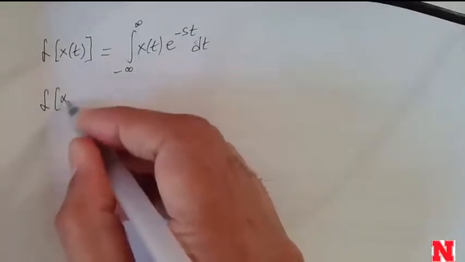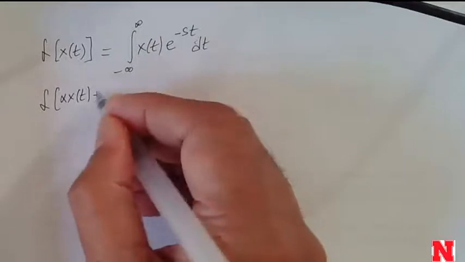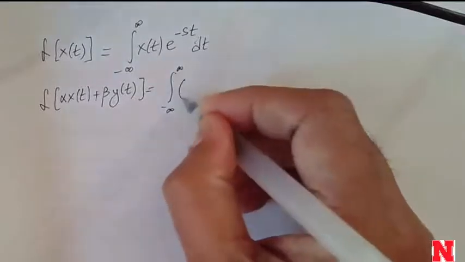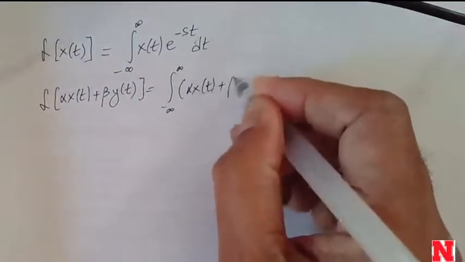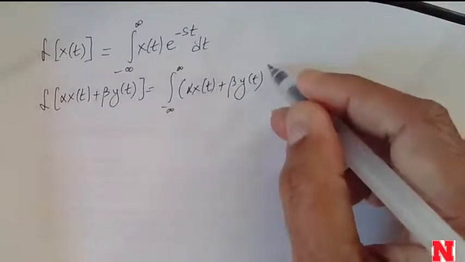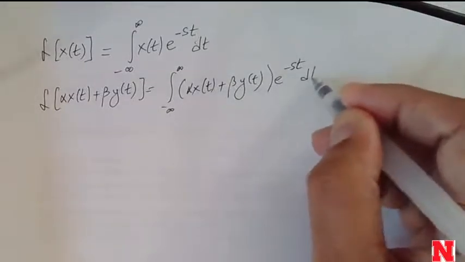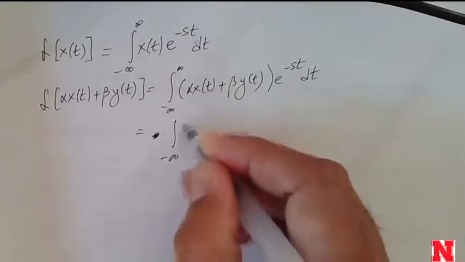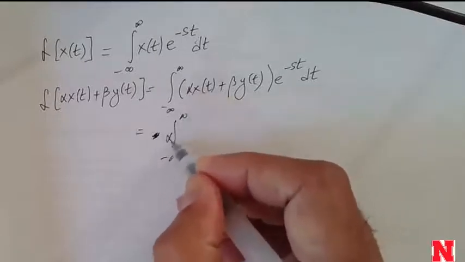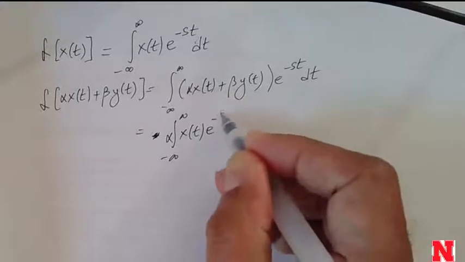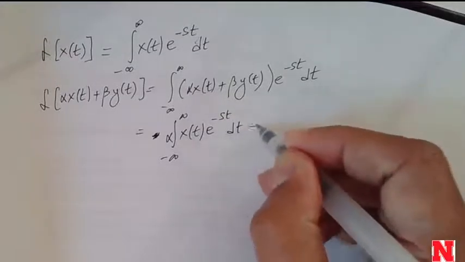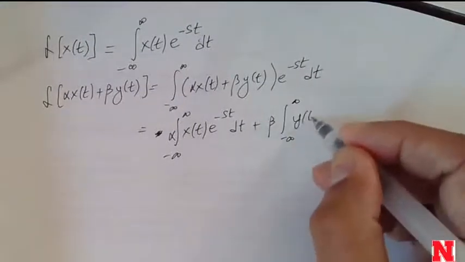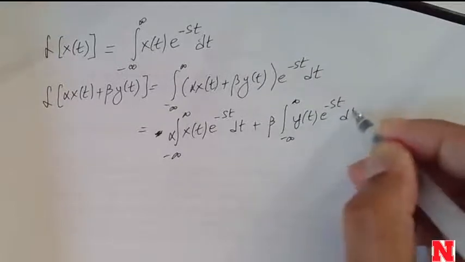If I was taking the Laplace transform of alpha x of t plus beta y of t, then that would be equal to the integral from minus infinity to infinity of alpha x of t plus beta y of t times e to the minus st dt. And if all of these integrals exist, I could write that as the integral from minus infinity to infinity. Could take that alpha out, and that would be x of t e to the minus st dt plus beta times the integral from minus infinity to infinity of y of t e to the minus st dt.